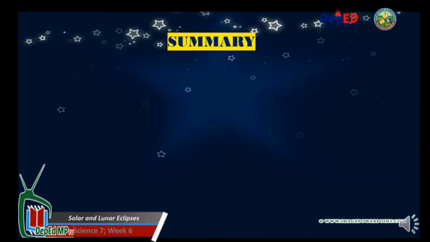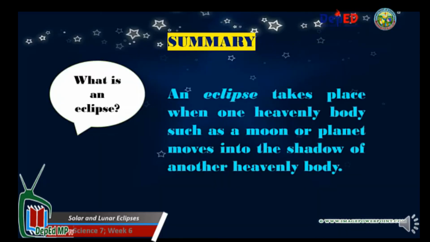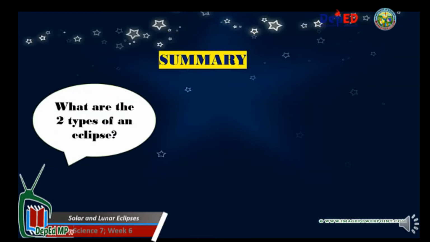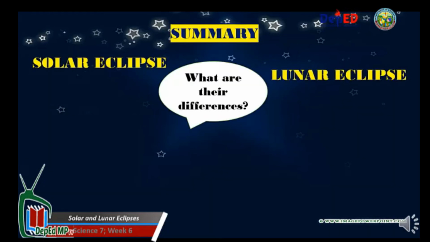Let's summarize our lesson by answering the following questions. What is an eclipse? You're right when you say an eclipse takes place when one heavenly body, such as the moon or a planet, moves into the shadow of another heavenly body. What are the two types of eclipse? You're right again when your answer is solar eclipse and lunar eclipse. What are their differences? Reflect back and check if you have the correct answer.